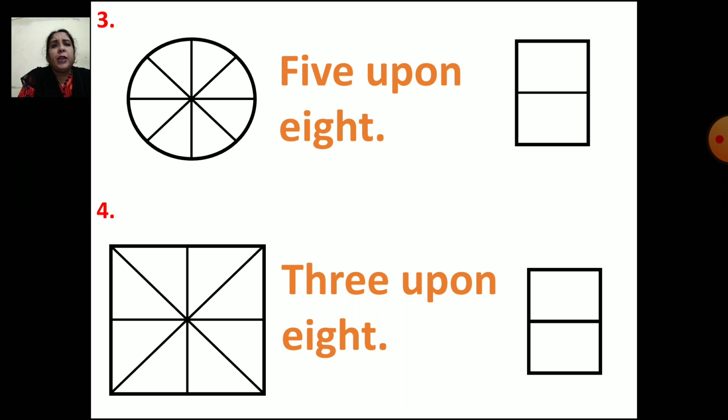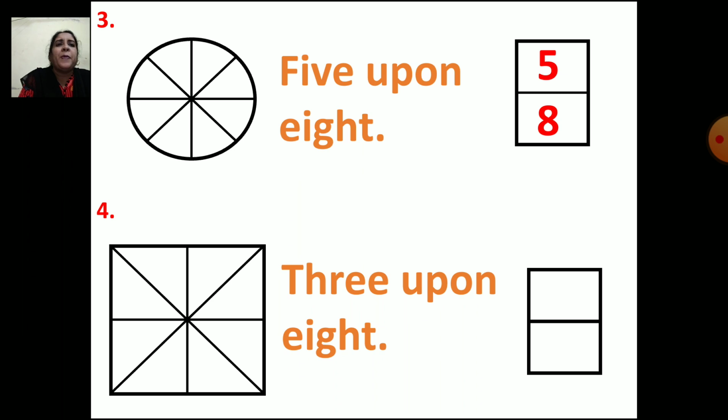Now here you can see in the third question, which figure is given? A circle is given, right? It is divided into how many parts? 8 parts. What is written? 5 upon 8. Now you have to write this 5 upon 8 in the form of a fraction. So how are you going to write in the box? What will come up? 5 will come up and 8 will come down. The whole part will come down. That is, how many parts are there? 8 parts. That will come down.